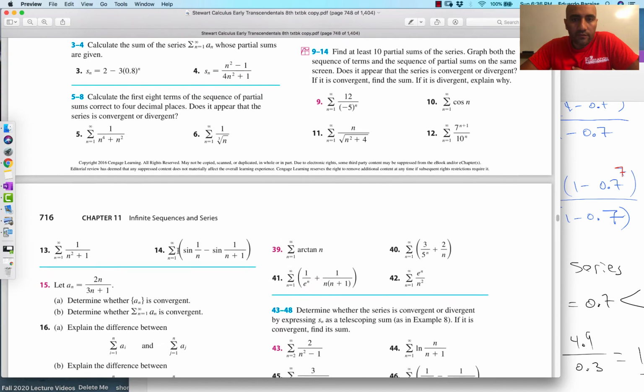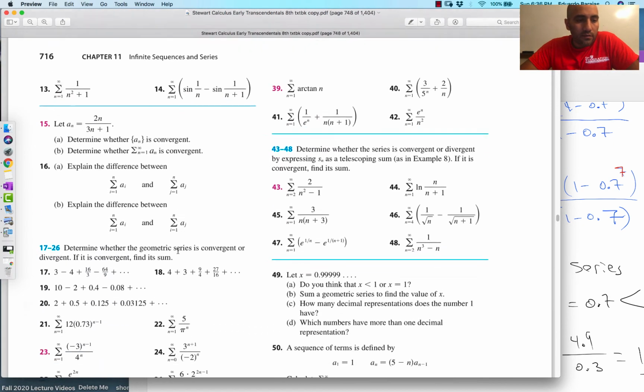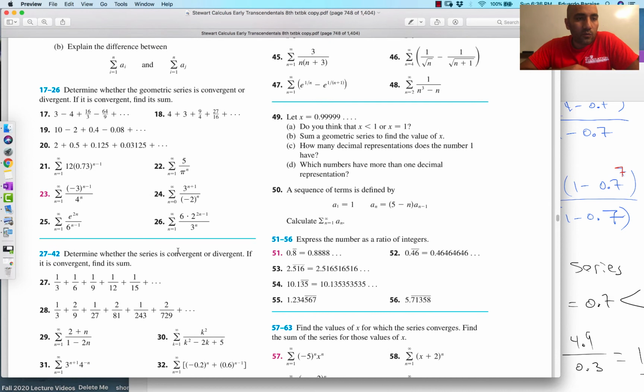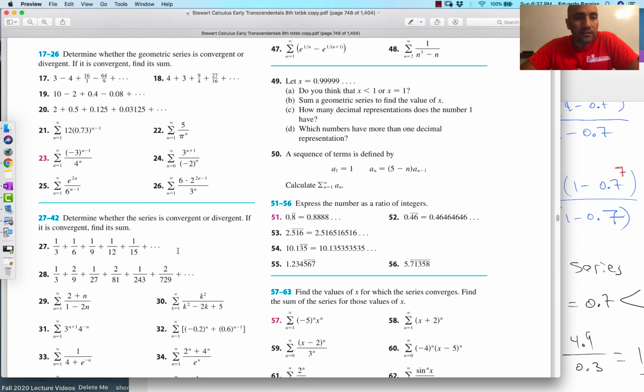Moving on. Okay, starting with 17 to 26, determine whether the geometric series is convergent or divergent. If it is convergent, find the sum. Okay, big hint, these are geometric, right? It says determine whether this geometric series is convergent. So all we have to do is establish if the r in a geometric series has an absolute value less than 1 or an absolute value greater than 1. Okay, so why don't we start with, say, something like number 18.